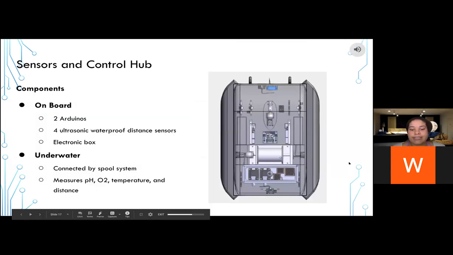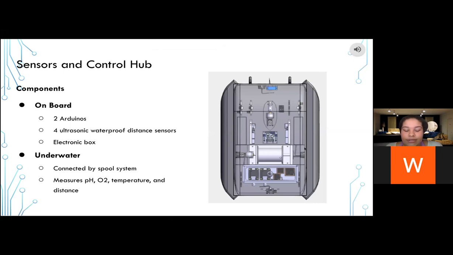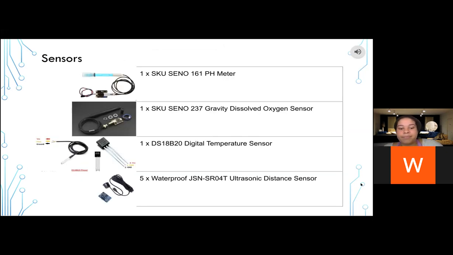I will now be discussing the design for the sensors and their associated electronic components. Provided here is an overview of the electronics locations within the boat. On board, we'll be using 2 Arduinos, 4 waterproof ultrasonic sensors, and an electronics box housing the converter boards for the sensors. The sensor bodies and probes will then be housed in the sensor box, which is submerged into the water on a reel system.